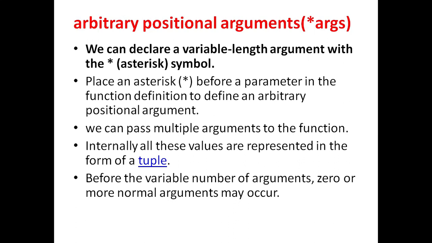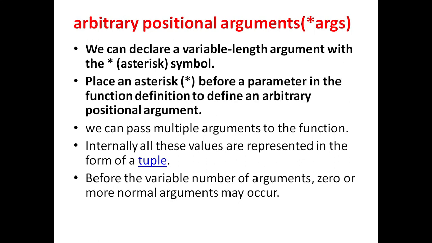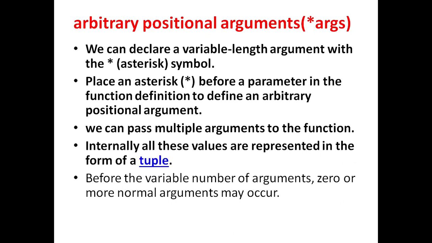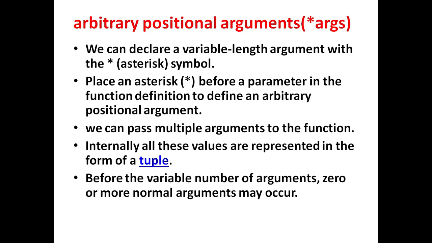We can declare a variable length argument with asterisk symbol. Place an asterisk before a parameter in the function definition to define an arbitrary positional argument. We can pass multiple arguments to the function. Internally, all these values are represented in the form of a tuple. Before the variable number of arguments, zero or more normal arguments may occur.